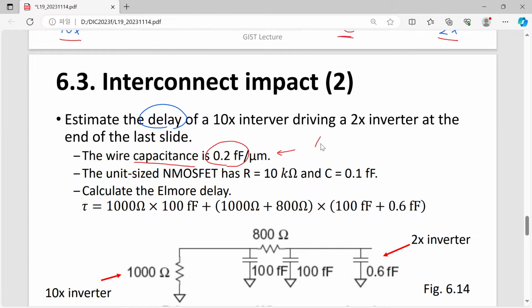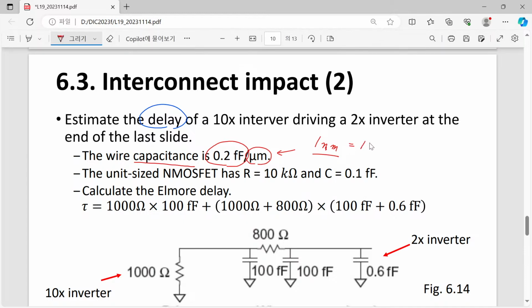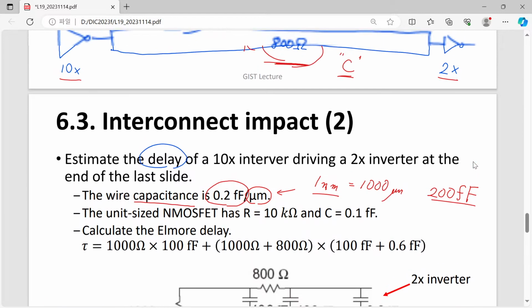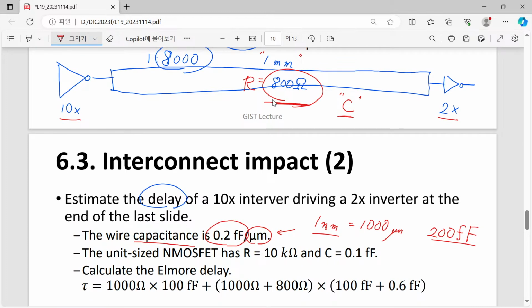And now we have a 1 millimeter long line. In terms of micrometer, this is just 1000 micrometer, so the overall capacitance will be 200 femtofarad. Okay, so from this simple calculation we understand that the resistance of our long line is 800 ohm and the capacitance is 200 femtofarad.